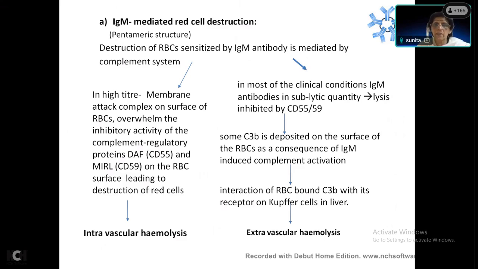So when these cells go into the circulation, they reach the liver, the macrophages in the liver have receptor for C3b and they are removed in the liver. So primarily they are removed in the liver and cause extravascular hemolysis. But yes, if the titer is very high, if the thermal amplitude is very wide, then they can overcome these regulatory proteins and can cause intravascular hemolysis. But usually the secondary causes lead to extravascular hemolysis in cold agglutinin disease.